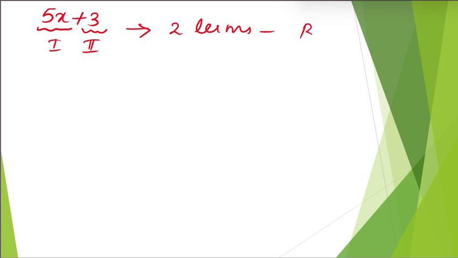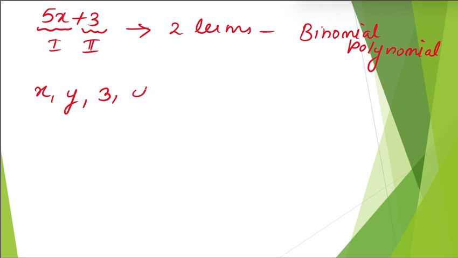First of all, we will differentiate based on the number of terms. Considering 5x plus 3 itself, how many terms does it have? It has two terms. 5x is the first term, 3 is the second term. If a polynomial contains two terms, we call it a binomial. If it has only one term, like x, y, or a constant polynomial 3, it means it is a monomial.